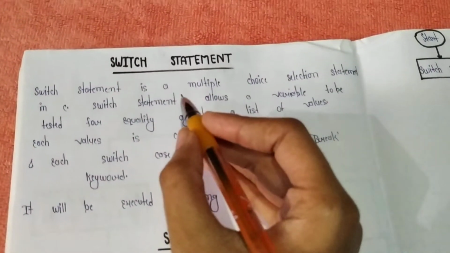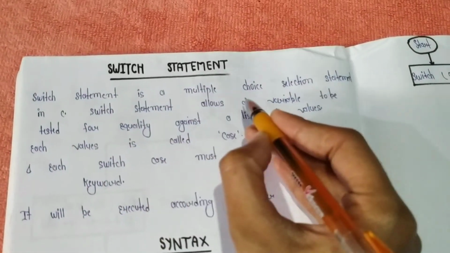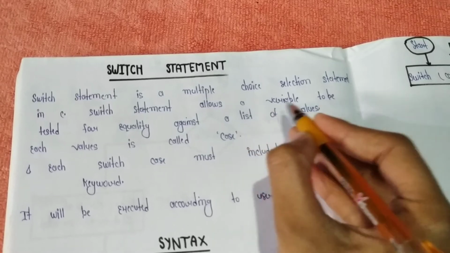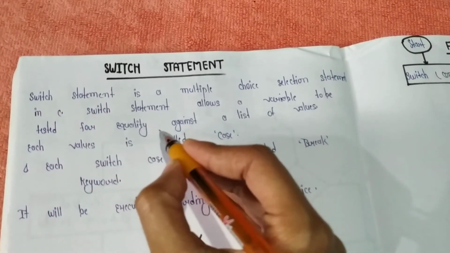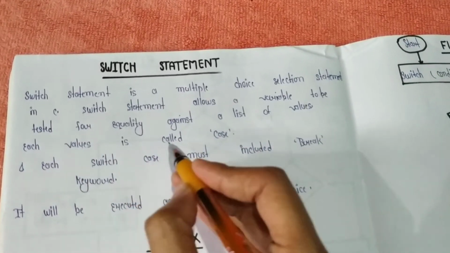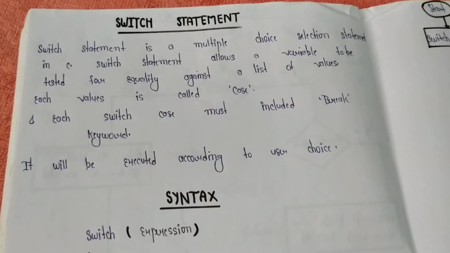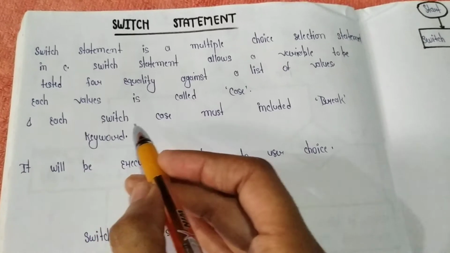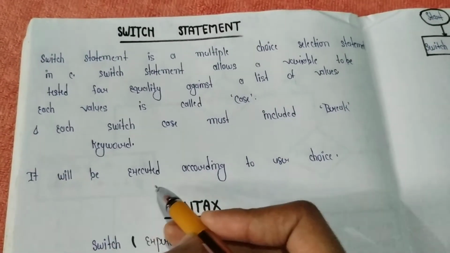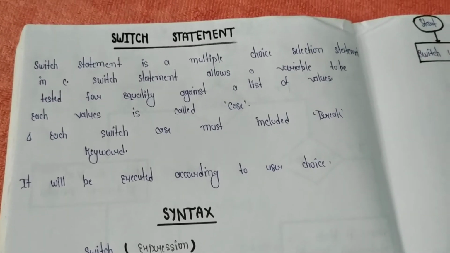Here we can see a switch statement is a multiple choice selection statement in C. A switch statement allows a variable to be tested for equality against a list of values, and each value is called a case, and each switch case must include the break keyword, and it will be executed according to the user's choice.